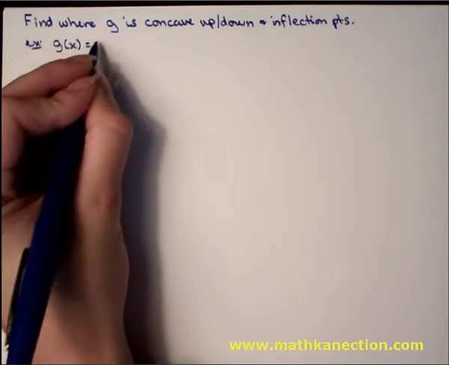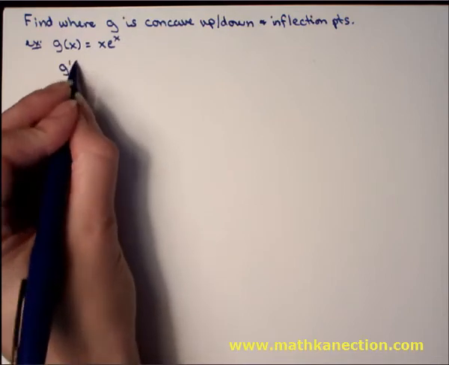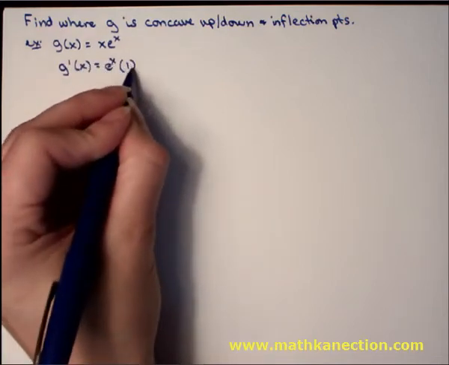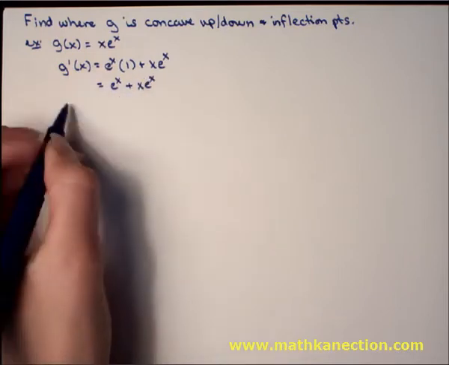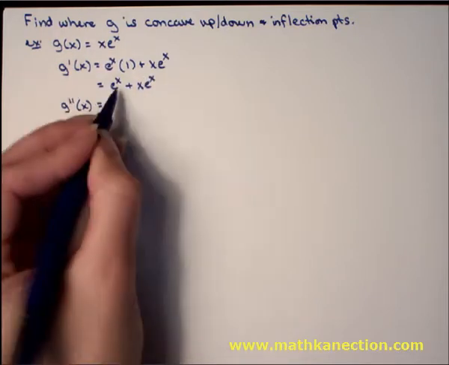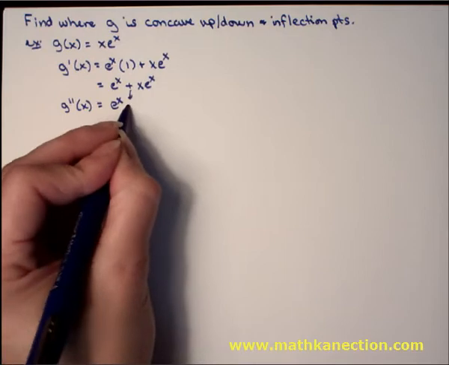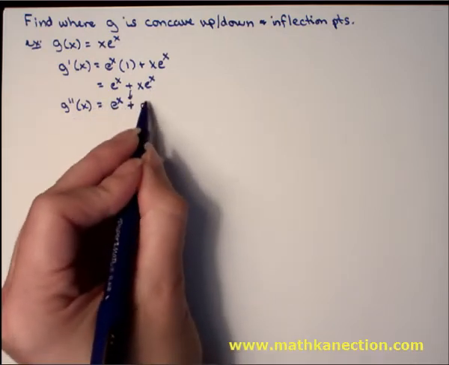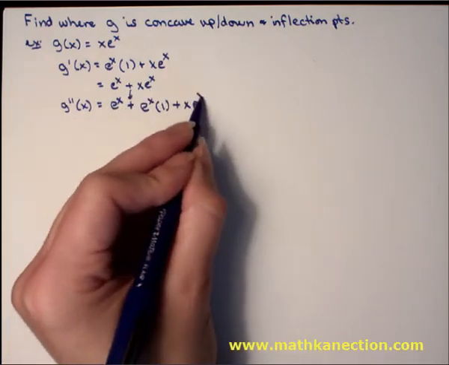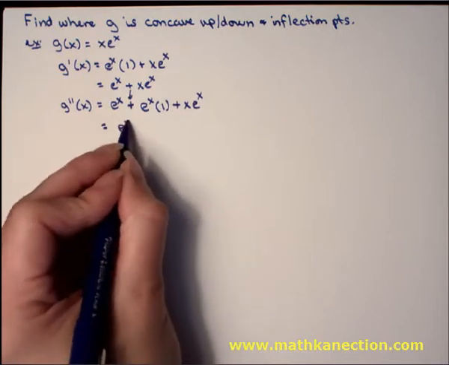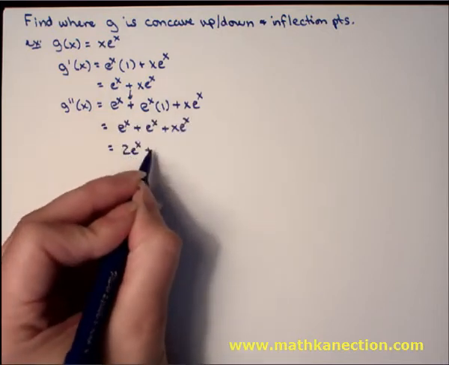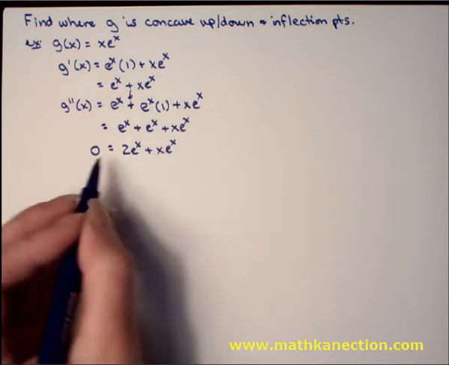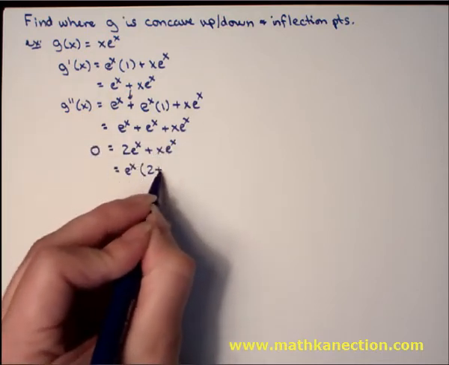So to find out where g is concave up and concave down and the inflection points, take the first derivative, which is a product rule, so we have g f prime plus f g prime. Simplifying that, taking the second derivative, the derivative of e to the x is just e to the x, plus, and then again we have another product rule, so we have e to the x times 1 plus x e to the x. Simplifying that, we have 2e to the x plus x e to the x, and then factoring out the e to the x that they both have in common.